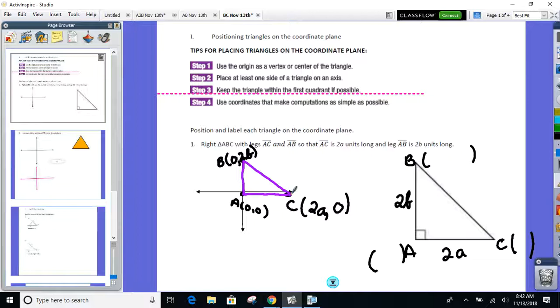Now, is that the only way I could have designed it? No. I could flip it over here, so point C is over on this part of the x-axis. That goes to my third tip, which is to try to keep everything in the first quadrant. Anybody know why I like to keep everything in the first quadrant?